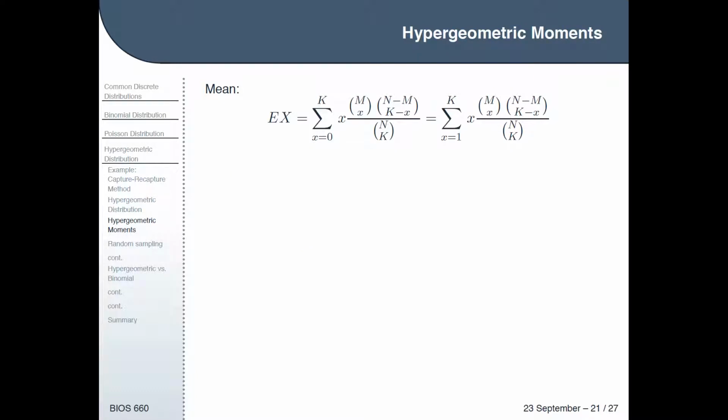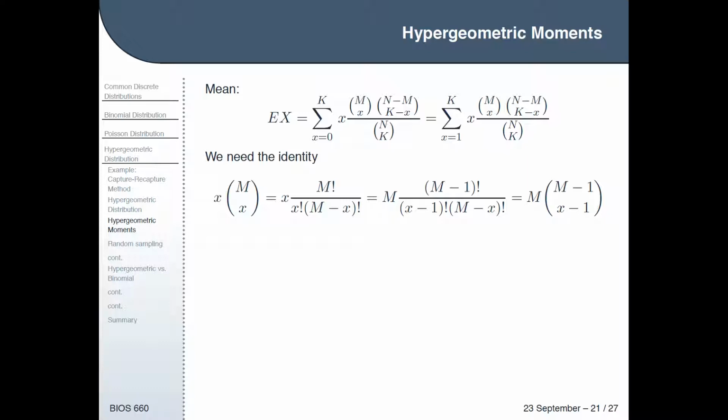So, to compute the moments of this thing, I'll walk through this example just because it's a nice illustration of some of the algebraic tricks you can use to compute complicated moments generally. Say we want to find the expected value of the hypergeometric distribution. Well, by definition, that's just going to be the sum from x equals 0 to K of x times the probability of drawing that particular x, which of course is given by the PMF of the distribution. Well, for x equals 0, this term is going to be 0, so we can drop that from the sum and just sum from 1 to K.